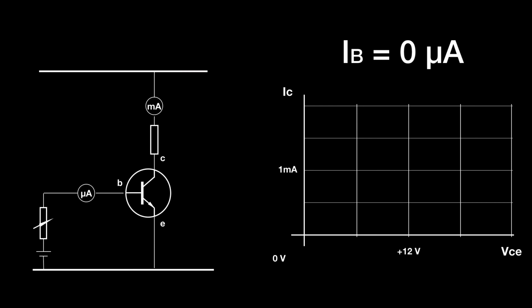And if we change the VCC, or VCE rather, if we change VCE, you can see on the graph there we're changing it between 0 and about 24 volts. Still no current flows in that circuit because no base current is flowing.